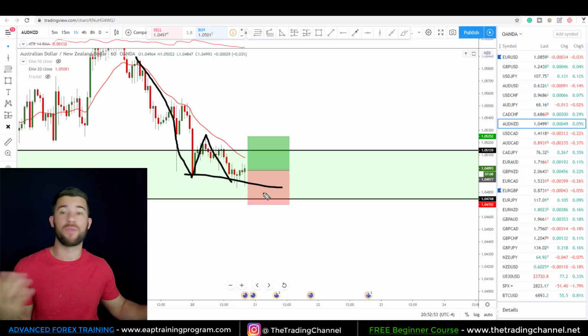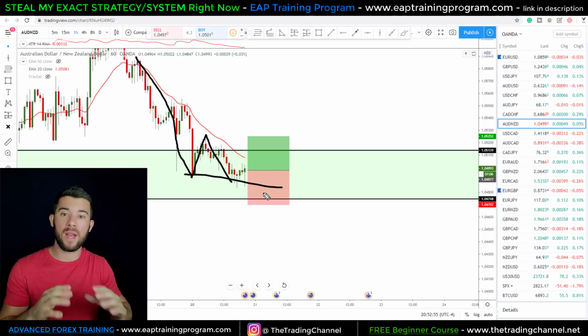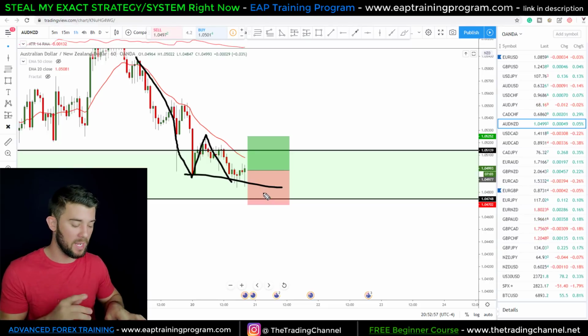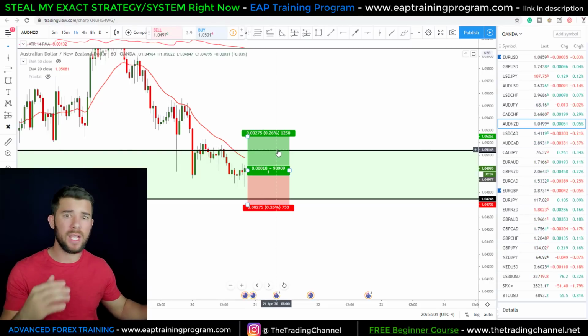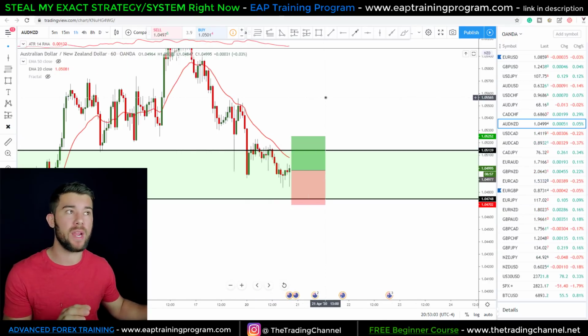That is perfect for me in terms of a trading opportunity using multiple time frames. Now, let's discuss a little bit more about the how in terms of this multiple time frame trade.